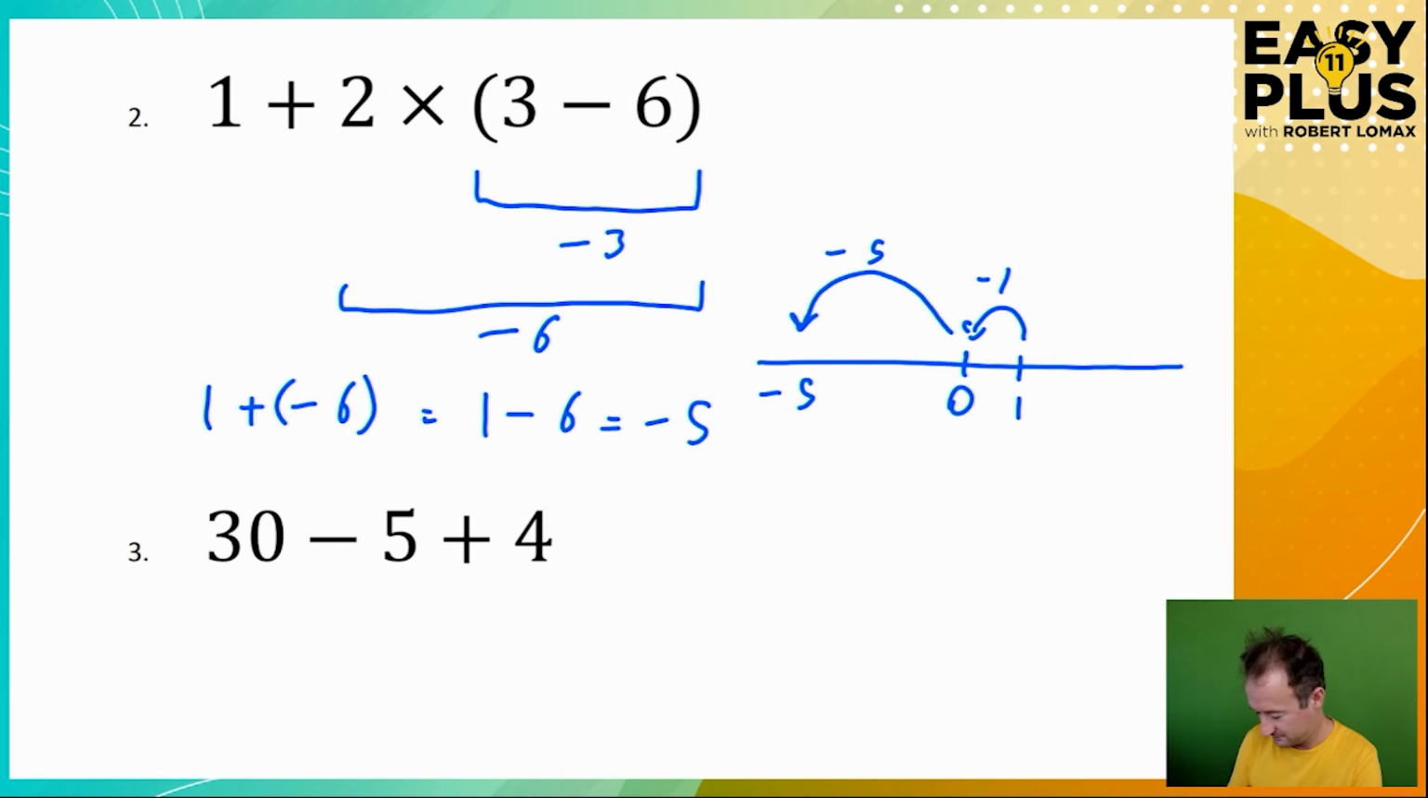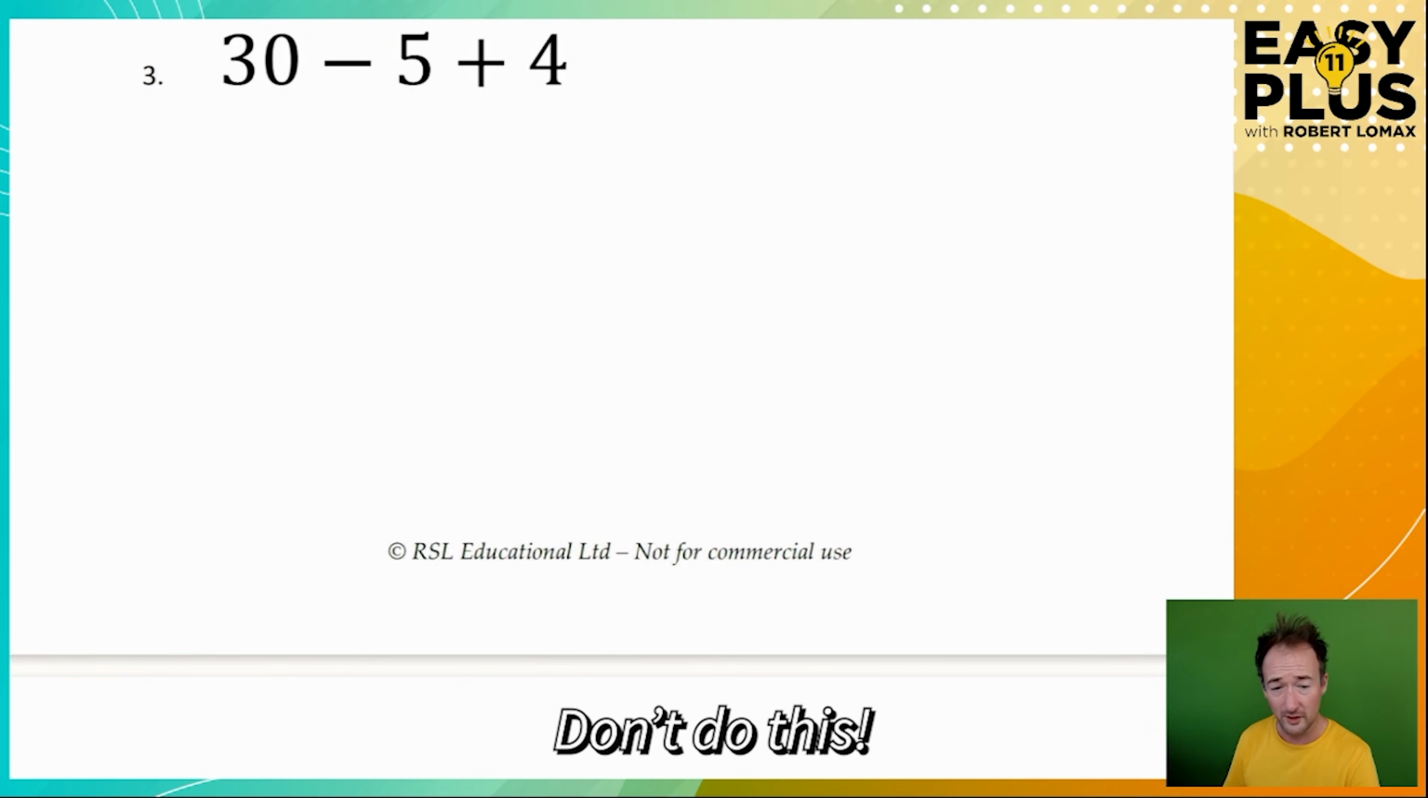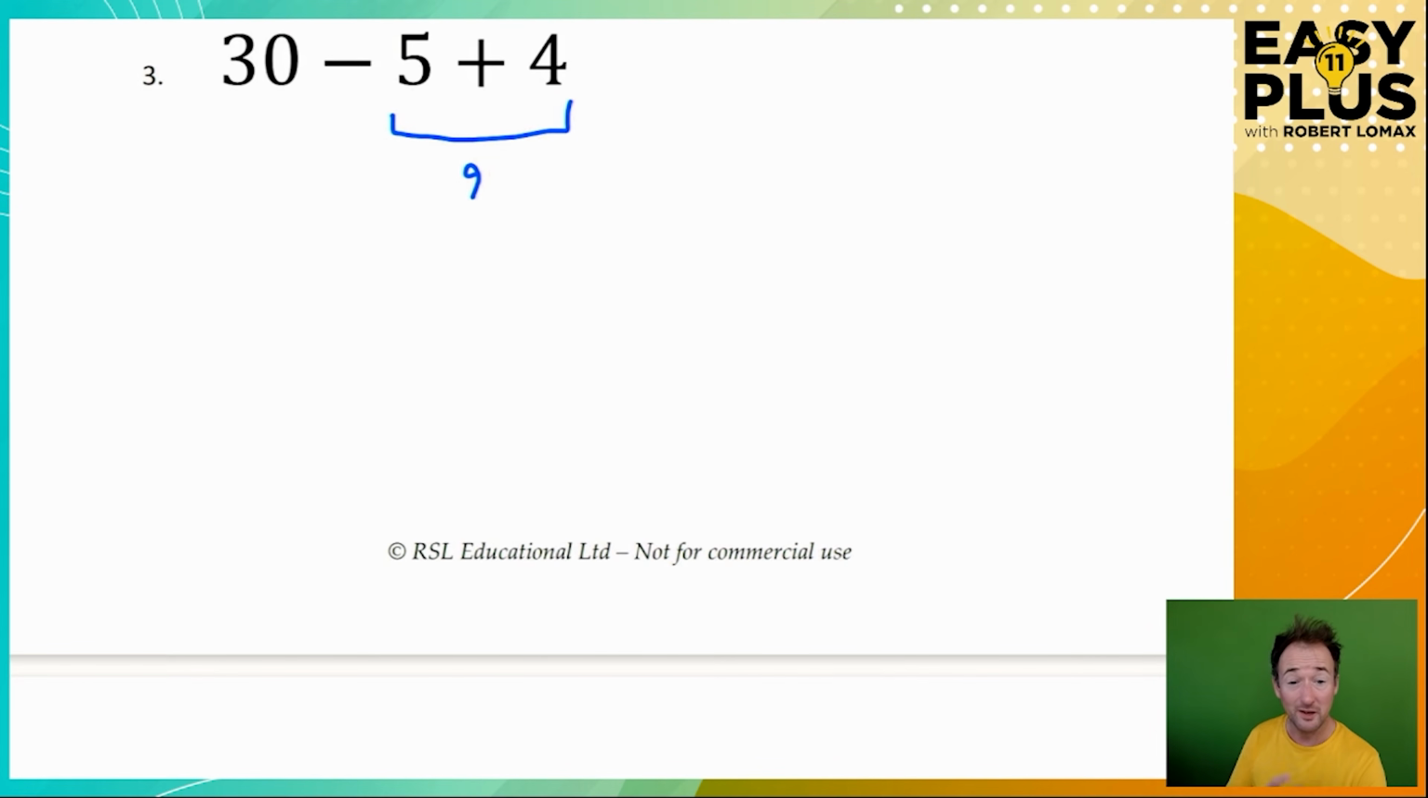That also works fine. Here we have a really simple one, but it's the kind of question that a lot of people who know a bit about BIDMAS but don't really understand it tend to get wrong. Because they go through and say, brackets, indices, division, multiplication, addition, subtraction. I need to do the addition first. So they do this. They say 5 plus 4 is 9. And then they say, and 30 minus 9 is 21. But that isn't correct, because that isn't what BIDMAS means.